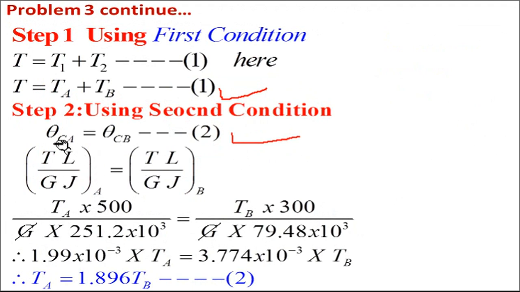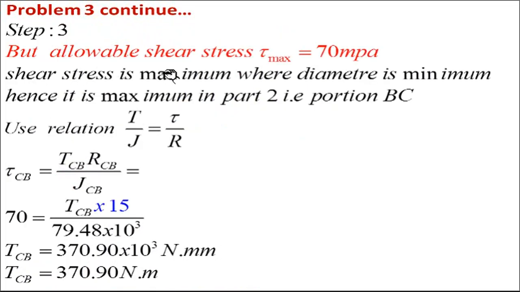You put the value of theta equal to TL by GJ. In this problem, the modulus of rigidity G is the same, so it will cancel because it is on opposite sides. TA and TB are not known. Write down the corresponding lengths of the members and the polar moments of inertia of A and B here. You will get some relation between TA and TB, and that is TA is equal to 1.896 TB. But in this problem, what is given is the allowable shear stress tau max of 70 MPa. So shear stress is maximum where the diameter is minimum.